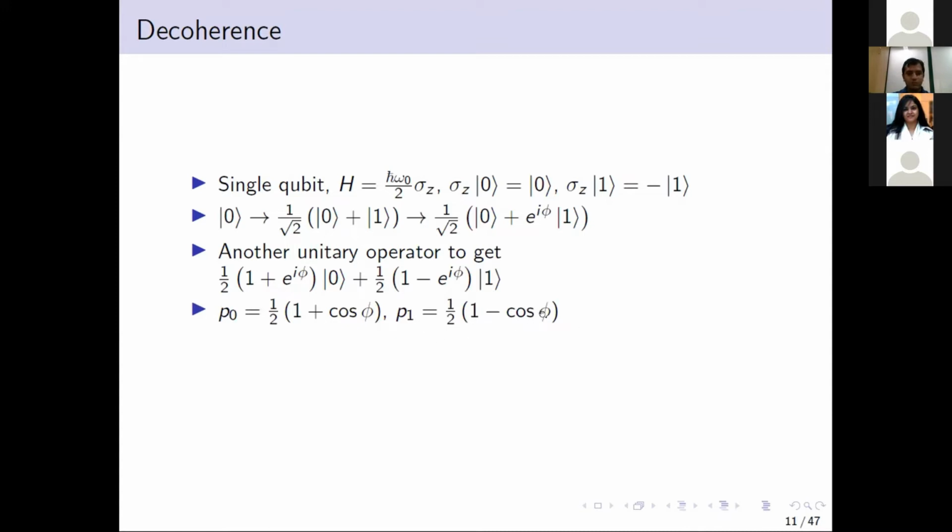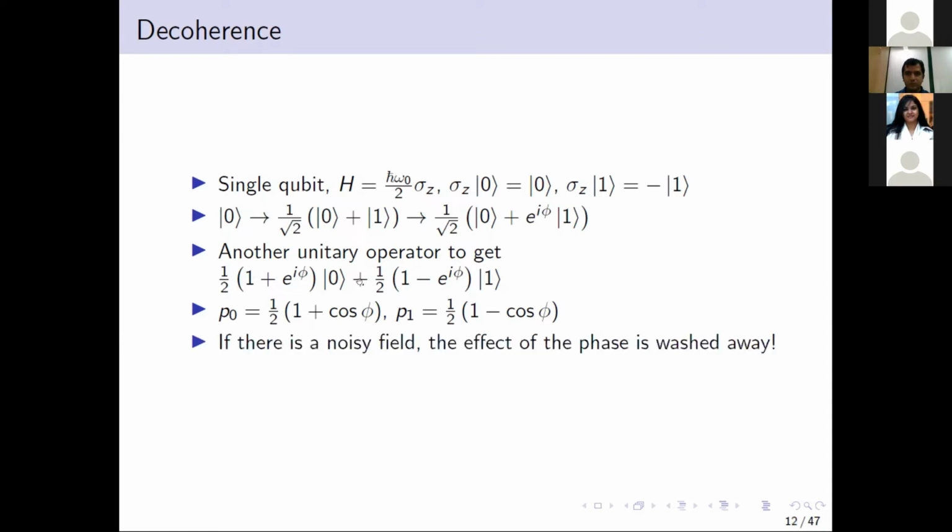So if phi is omega naught t, if you plot these probabilities versus time, you see a sinusoidal curve, nice fringes. So this is essentially Ramsey interferometry at a very, very basic level. This is interference in time, so to speak.